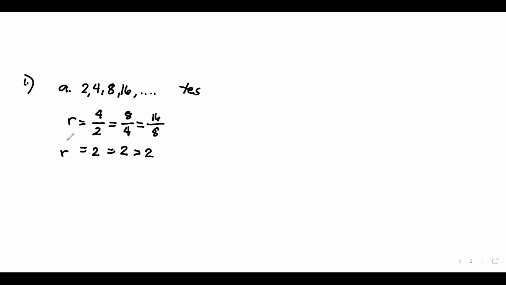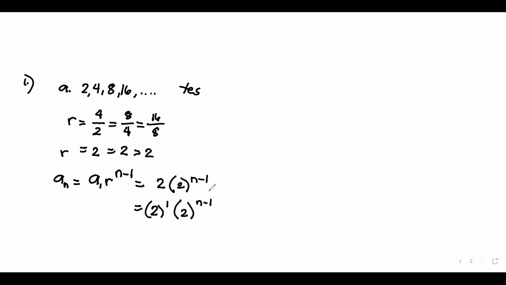The formula, the general rule for a geometric sequence, is a sub n equals a sub 1 times r raised to n minus 1. Then we will just substitute the given. The first term is 2, and the common ratio is 2 raised to n minus 1. Then we know this is also equal to 2 raised to 1 multiplied by 2 raised to n minus 1.